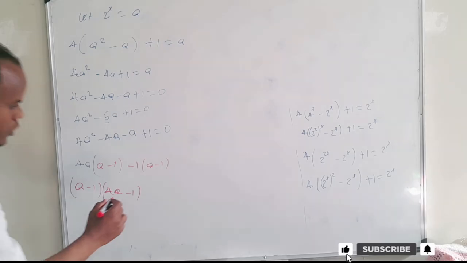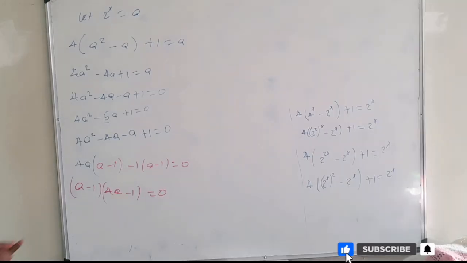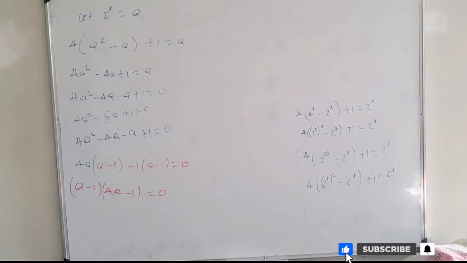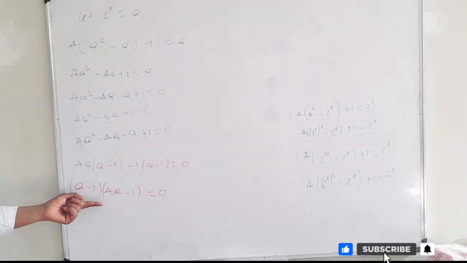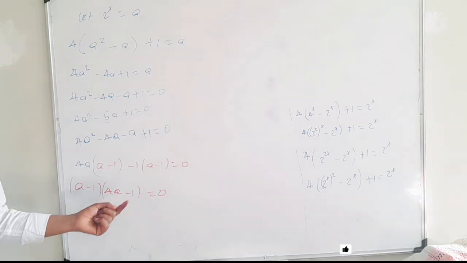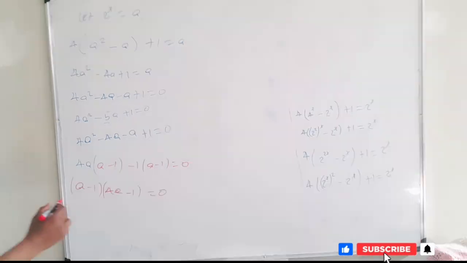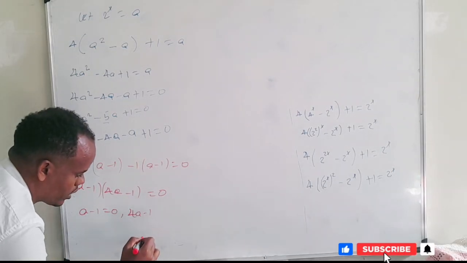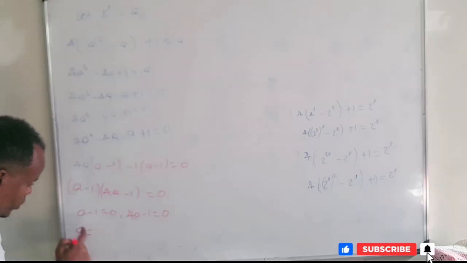Equals to 0. The product of two expressions gives 0, which means at least one of the expressions is 0. So that is a minus 1 is equal to 0, or 4a minus 1 is equal to 0.